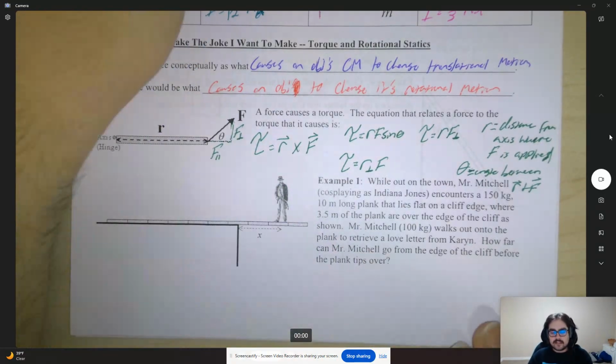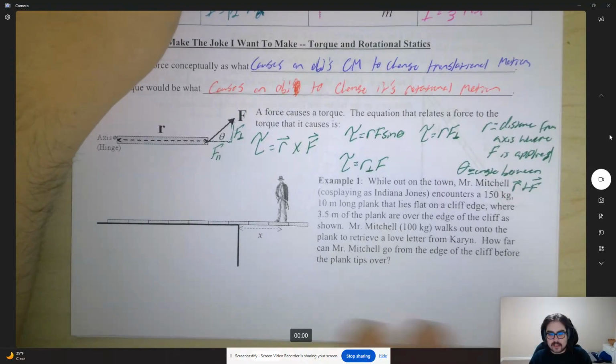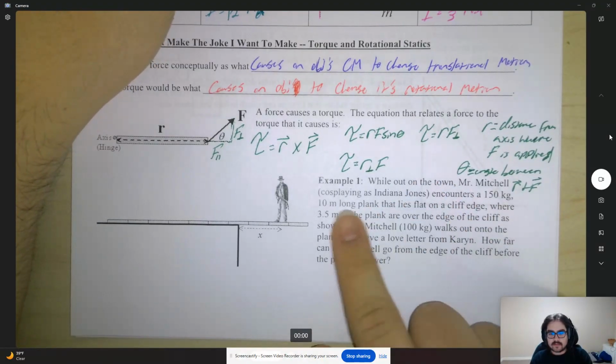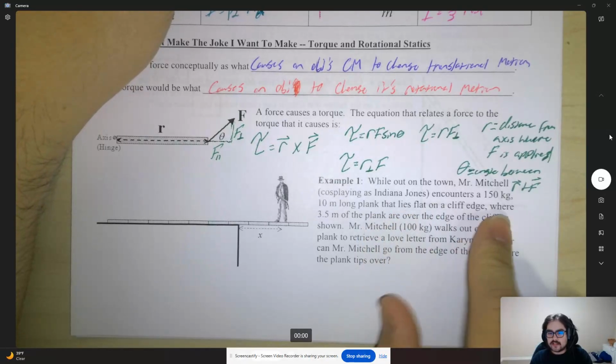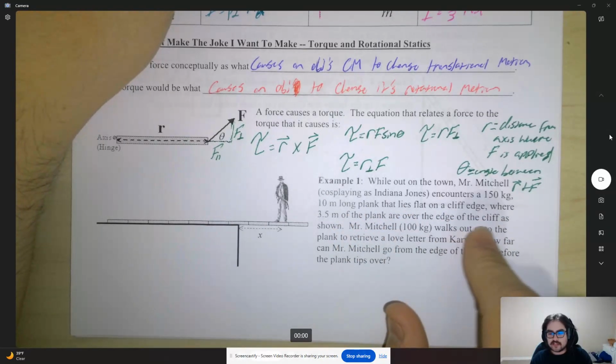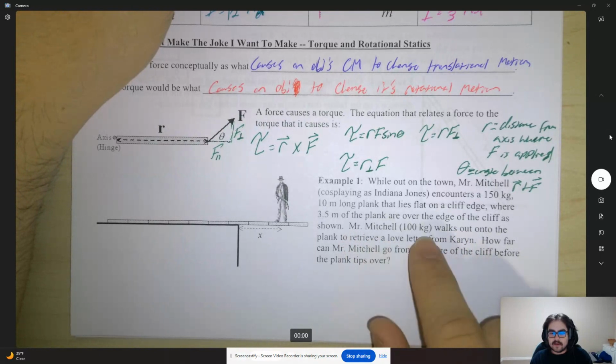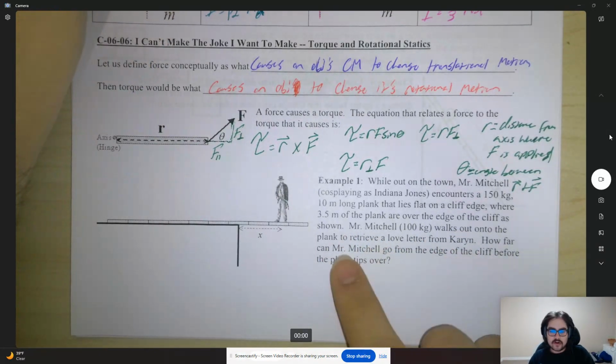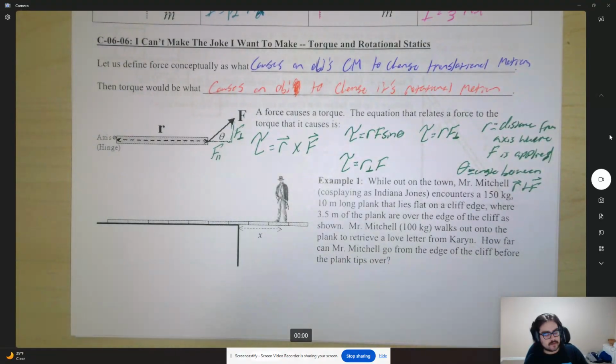This was originally an Indiana Jones problem. I rewrote it though to talk about myself, because why not? While out on the town, Mr. Mitchell encounters a 150 kilogram, 10-meter long plank that lies flat on the cliff edge, where 3.5 meters of the plank are over the edge of the cliff. As shown, I am 100 kilograms and I walk out onto the plank to retrieve a love letter from Karen. How far can Mr. Mitchell go from the edge of the cliff before the plank tips over?